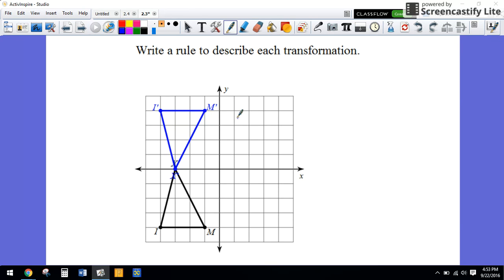So again, here I didn't switch over my y-axis. I went over my x-axis. So this would be a reflect over the x. And that's the last example.